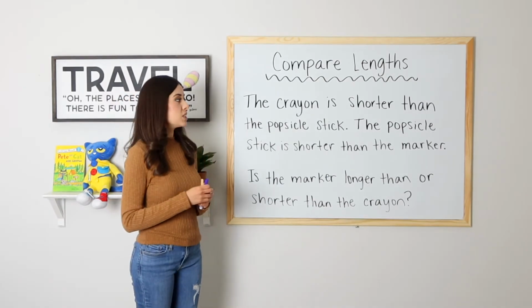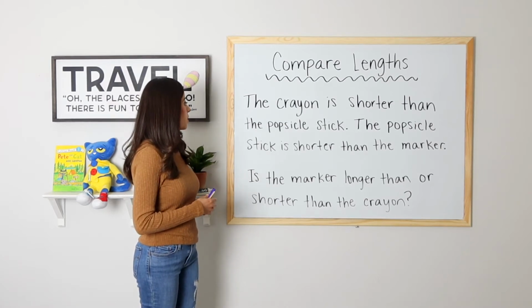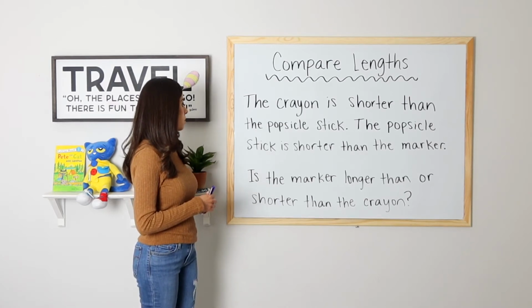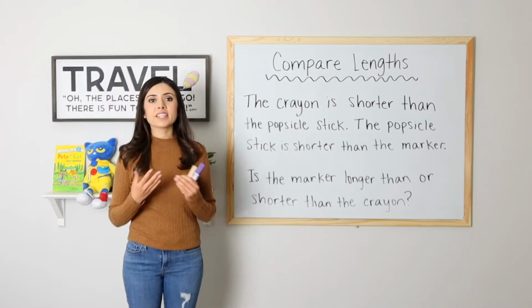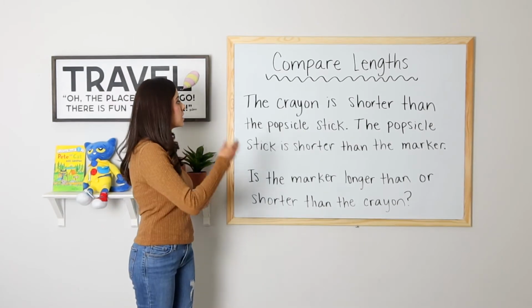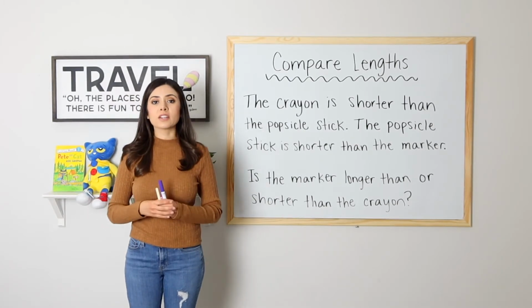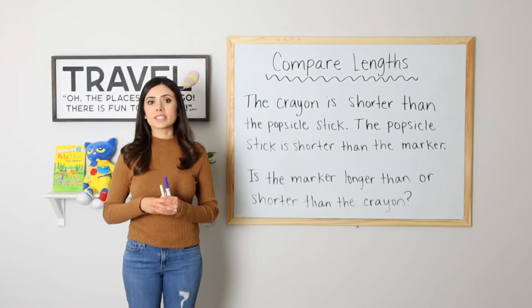Okay, so the example says, the crayon is shorter than the popsicle stick. The popsicle stick is shorter than the marker. Is the marker longer than or shorter than the crayon? Let's go ahead and start by organizing our information. The problem is telling us which items are shorter than others. Why don't we go ahead and start arranging our items starting with the shortest?